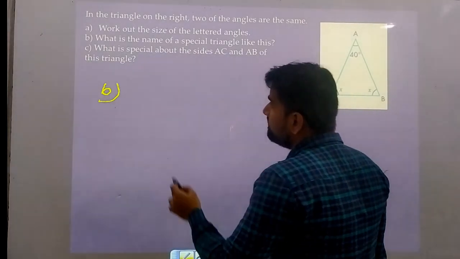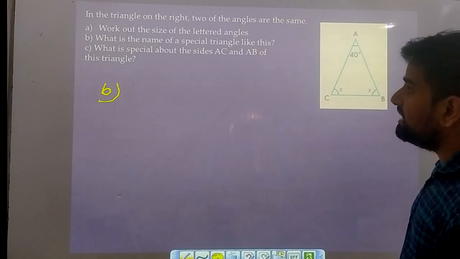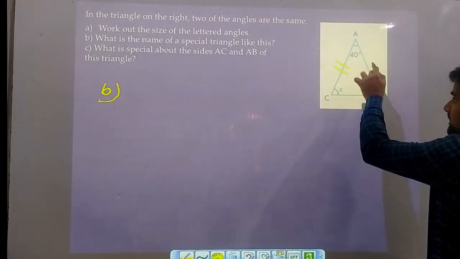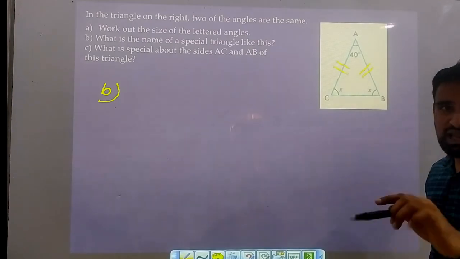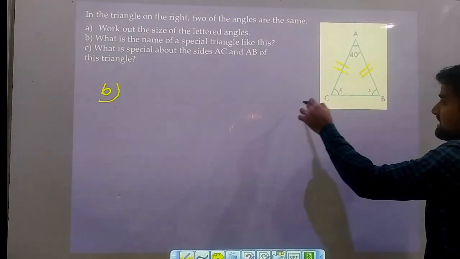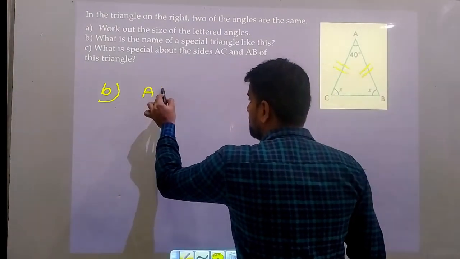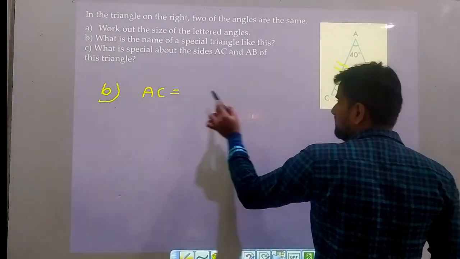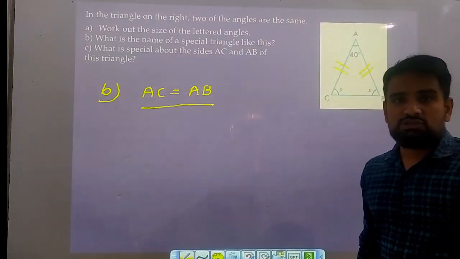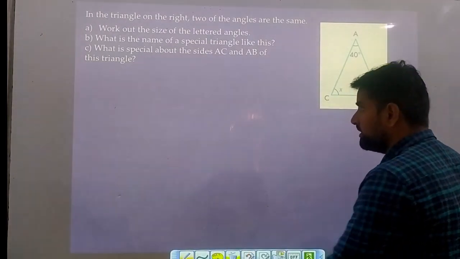For question number C, what is special about the sides AC and AB in this triangle? We already discussed that in an isosceles triangle, the sides opposite the two equal angles are always equal, right? So here AC equals AB, all right? So AC is equal to AB. Okay, now let's move ahead.